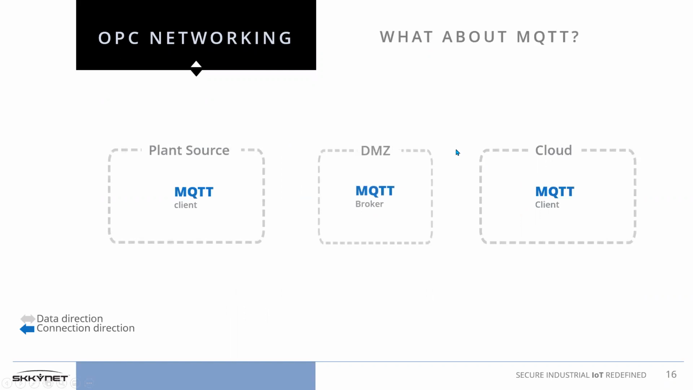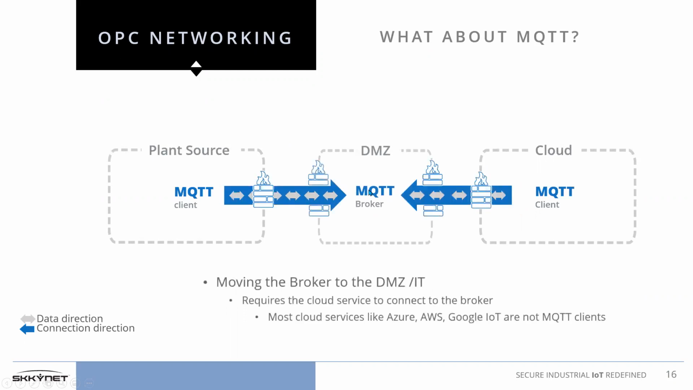So then the other option is, let's talk about moving the data from an MQTT client in the source and bringing it into a DMZ. Well, okay, so yes, this works great. I have my DMZ. Now the DMZ is acting as a broker. I have no inbound connections on my plant. But in this environment, it would require the broker or the cloud to have an MQTT client. And so most cloud services are not clients, they're brokers. And so this will not work if I'm connecting to a public cloud.